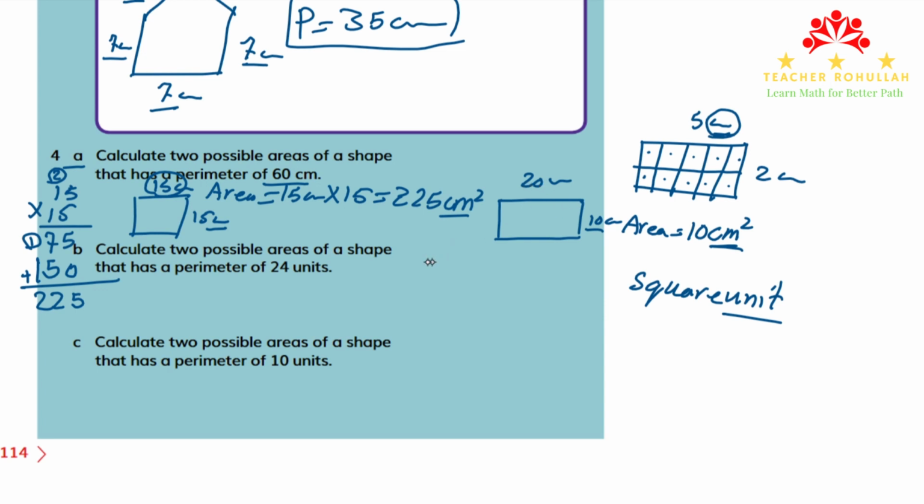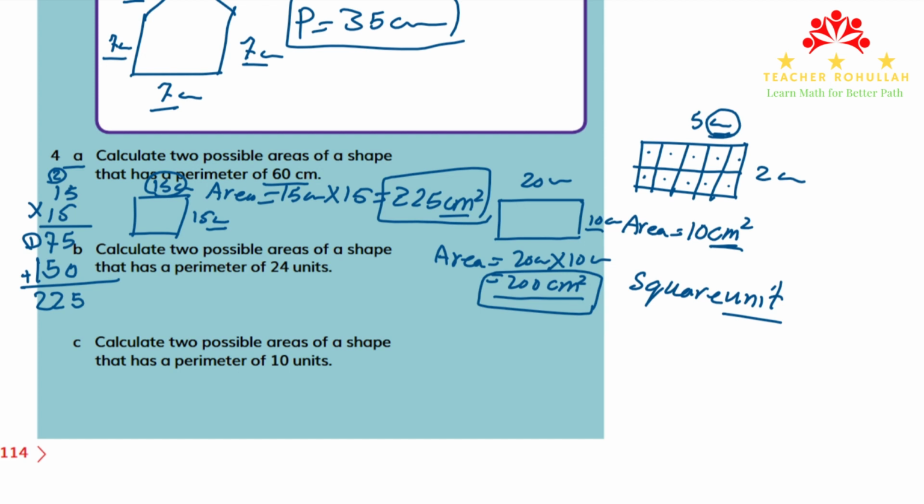So the area of this shape that we can find is equal to 20 centimeter times 10 centimeter. 20 times 10 is equal to 200 square centimeter. So we could find the two possible areas. One is 225 square centimeter, and the other one is 200 square centimeter. Let's move to part B.